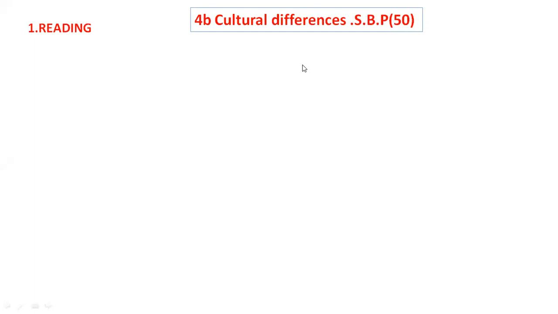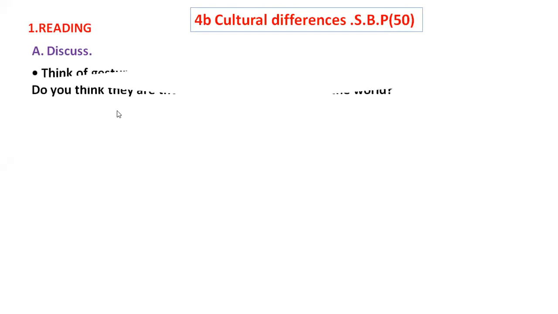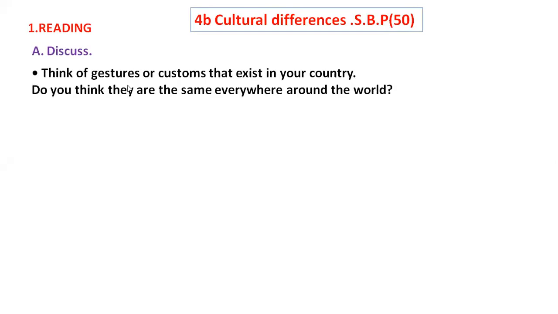So open your book page 50. This lesson is a reading lesson. Number 1. A, discuss. This is A. The first question is for discussion. Think of gestures or customs that exist in your country. Do you think they are the same everywhere around the world? So here, think of gestures.